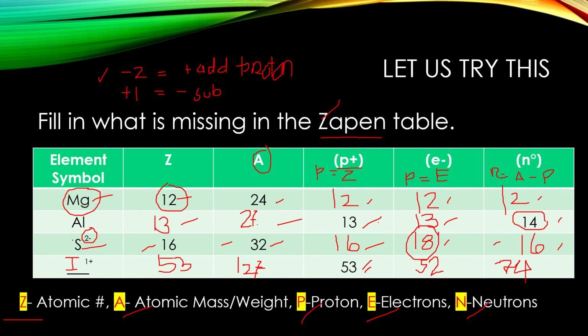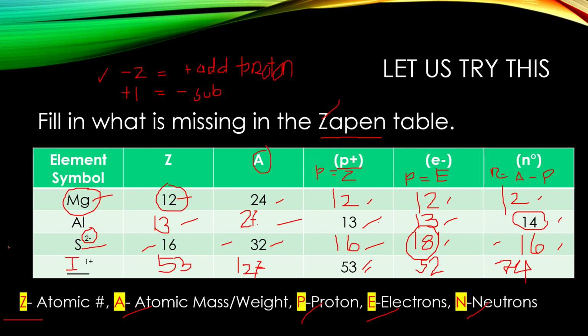Again, determine the charge of the atom. So if the charge of the atom is negative 2, add this 2 to the proton. Do not be confused with the symbol if it is negative or positive. Just always remember, if it's negative, you need to add it to the proton.